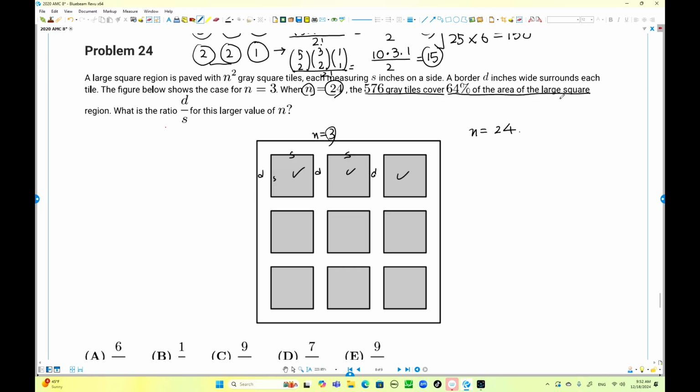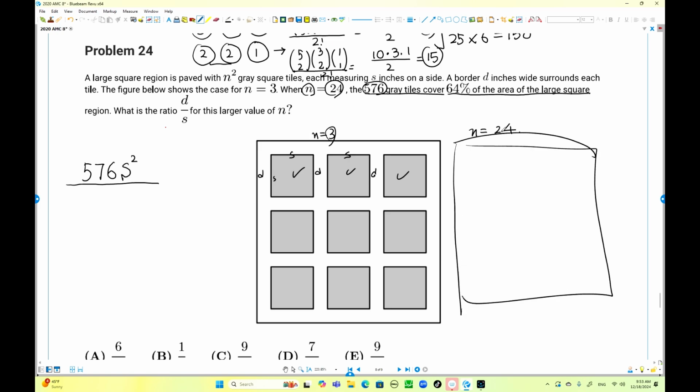Now we're going to find the area. What is the area of the tiles? There are 576 tiles. I'm going to write that over here: 576. Each tile is s times s, which is s squared, right? That is the total area of the gray tiles over the entire square. How many of these are there? There are 24 tiles there. So 24s.